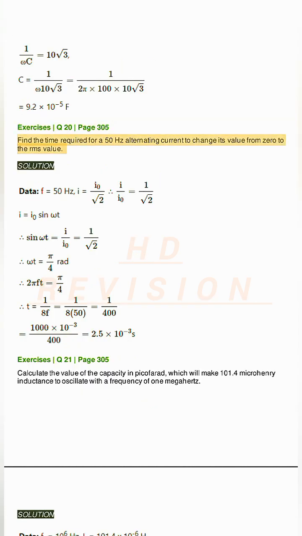Exercises Q20, page 305. Find the time required for a 50 Hz alternating current to change its value from 0 to the RMS value. Solution. Exercises Q21, page 305. Calculate the value of the capacity in picofarad, which will make 101.4 microhenry inductance oscillate with a frequency of 1 MHz.